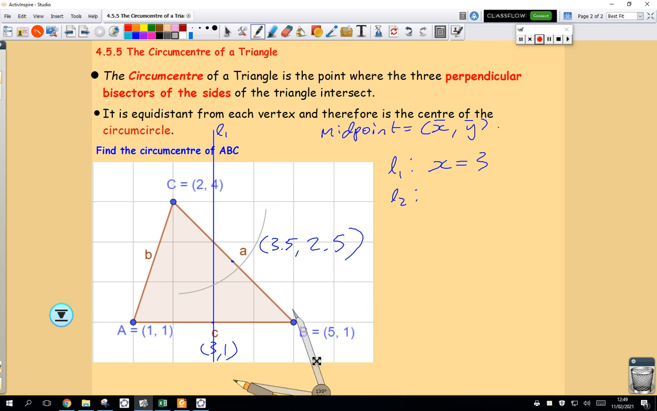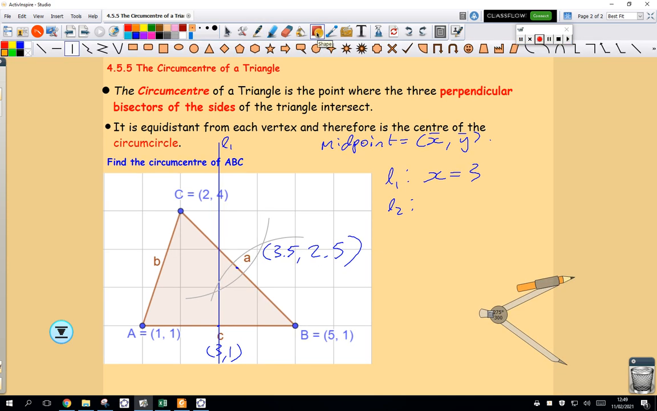Keeping the compass the same width, from the other end point, there we are, and draw an arc like so. And then drawing a line through where these points meet, from there to there. So that's going to be my perpendicular bisector of that side. Okay, so that's my perpendicular bisector of that side.